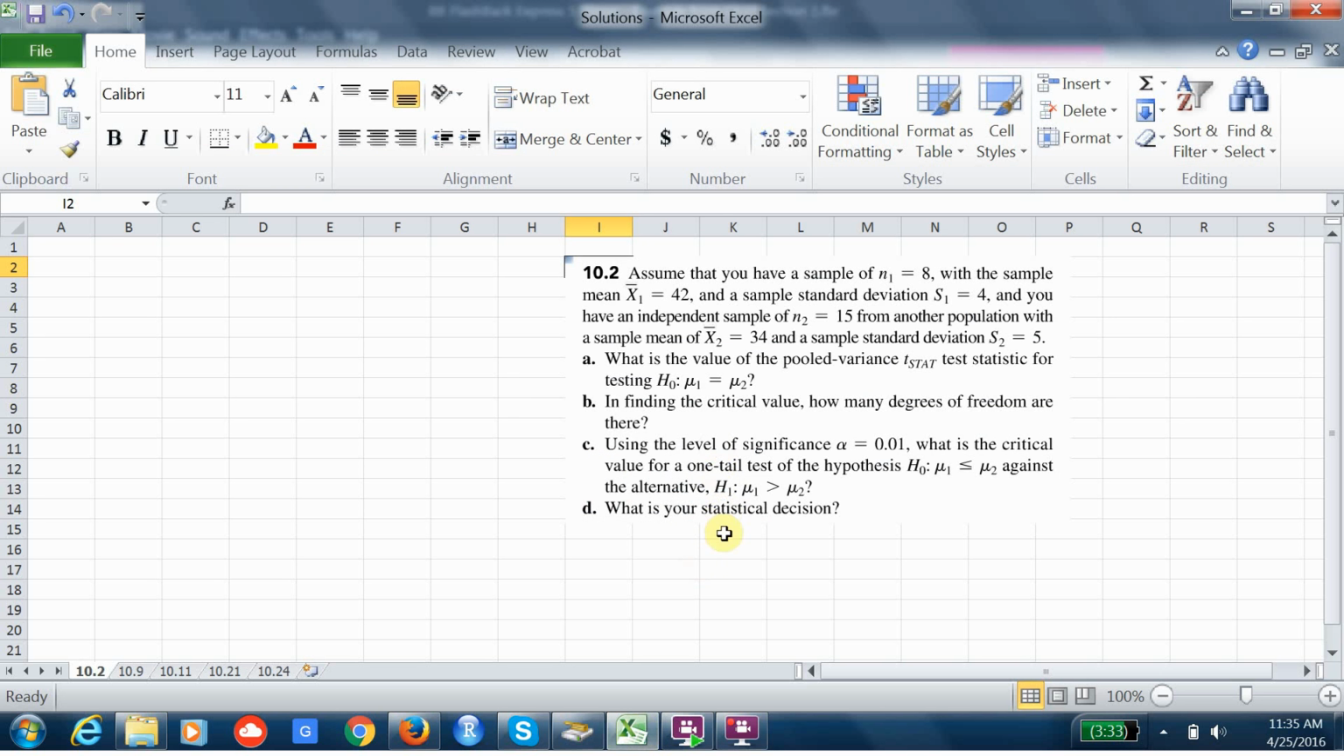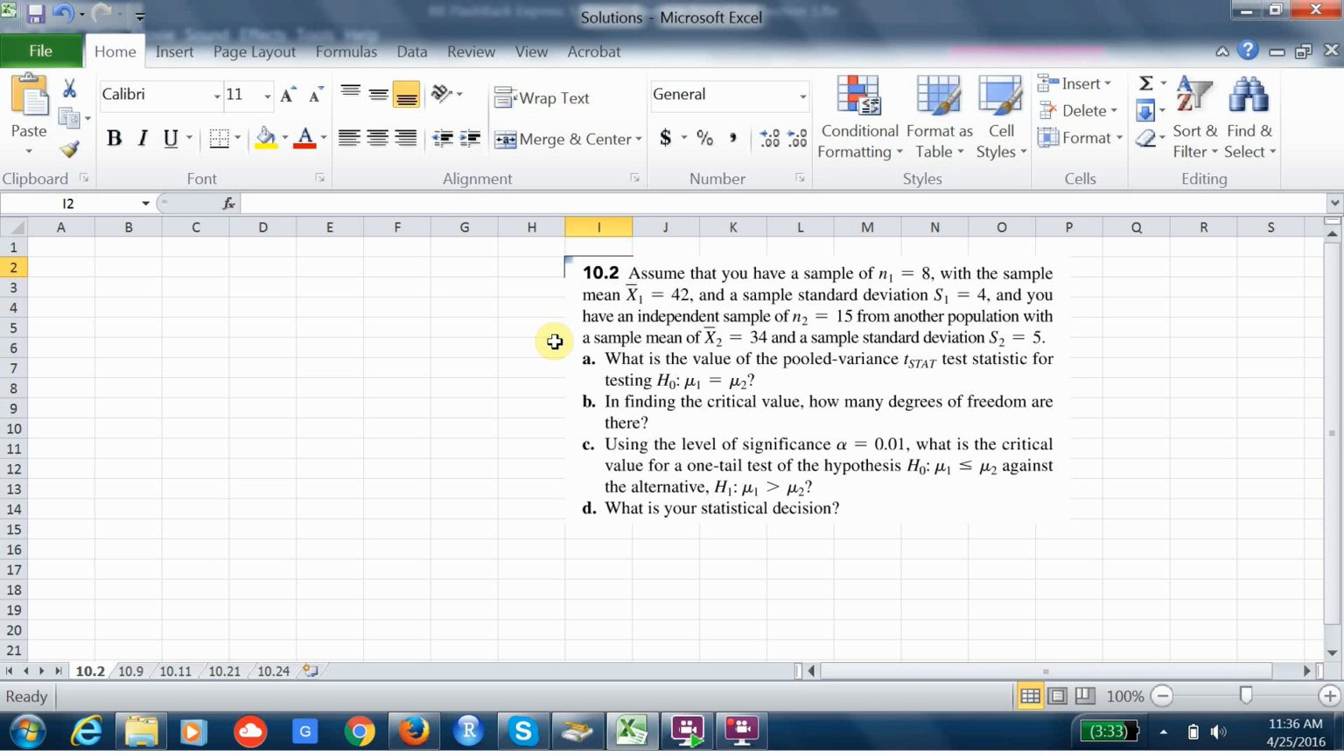So we want to take a look at the homework problems from Chapter 10. I'm going to start with problem 10.2. So it says, assume you have a sample of N1 is equal to 8, so that's the sample size for the first sample, with this sample mean and given sample standard deviation.